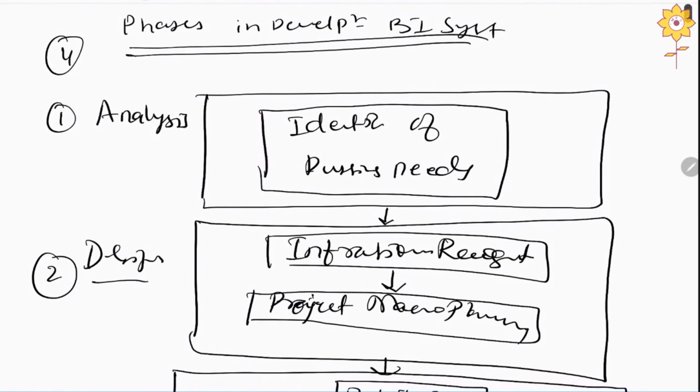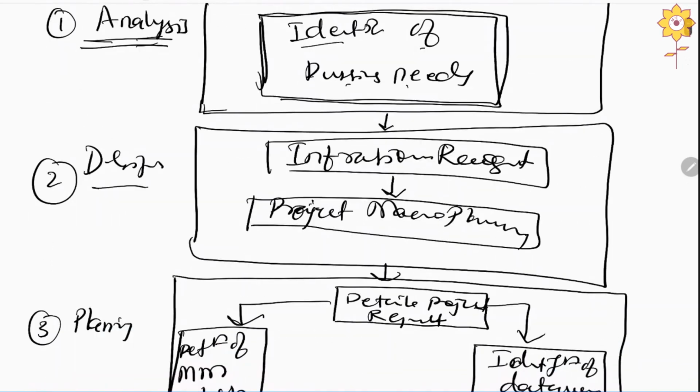Now, let us understand, starting with the first phase, which is analysis phase. As we can see in our analysis phase, the first component is identification of business need. So, here we need to understand what are the requirements of the business, what sort of problems they are facing, and with the help of a BI system will we be able to solve those problems or not. So, that is what identification of business need is. What are the requirements of the business that we need to understand while we are developing this BI system.